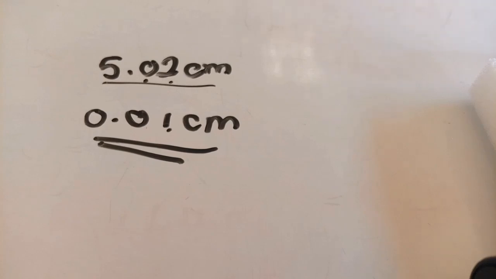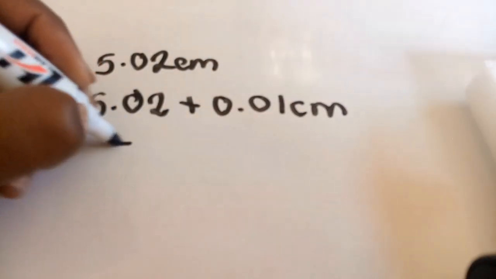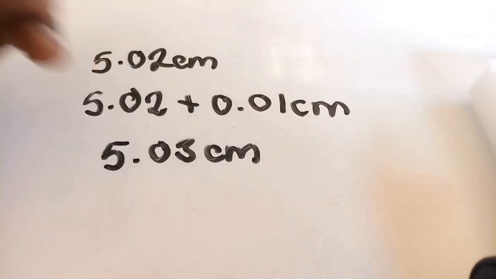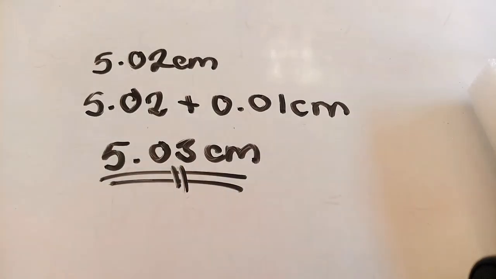So let's go to the second question. Now the second question is asking for the upper limit. So the upper limit is supposed to be our true value, which is 5.02, plus our least unit of measurements, which was 0.01 centimeters. So when we add these two, it would give us 5.03 centimeters. So that is our upper limit.